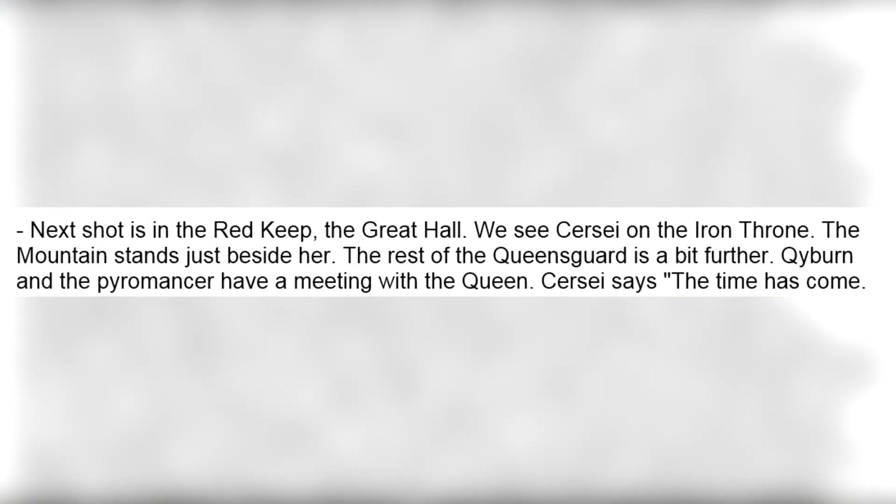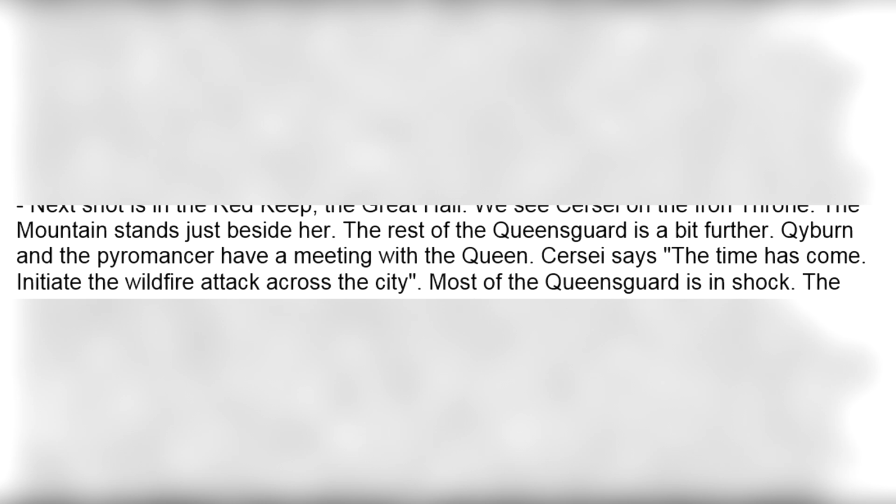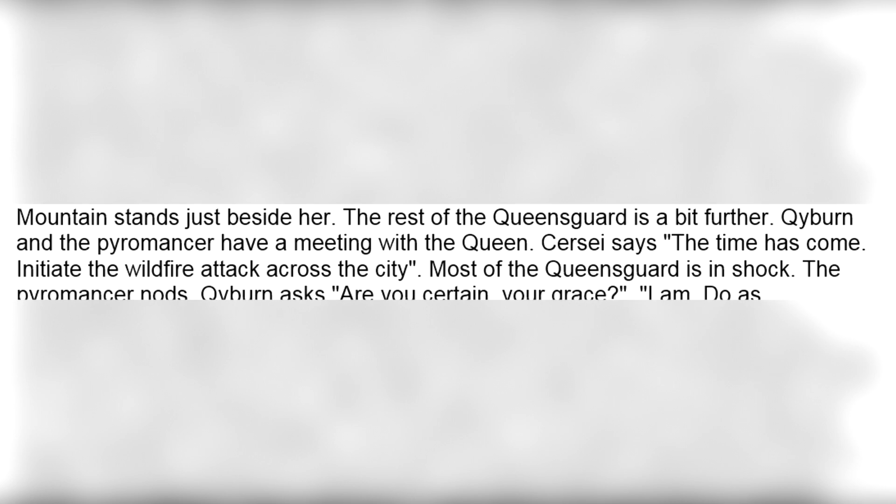The outline continues by stating that the next shot is in the Red Keep, the Great Hall. We see Cersei on the Iron Throne. The Mountain stands just beside her. The rest of the Queen's Guard is a bit further. Qyburn and the Pyromancer have a meeting with the Queen. Cersei says the time has come. Initiate wildfire attack across the city.